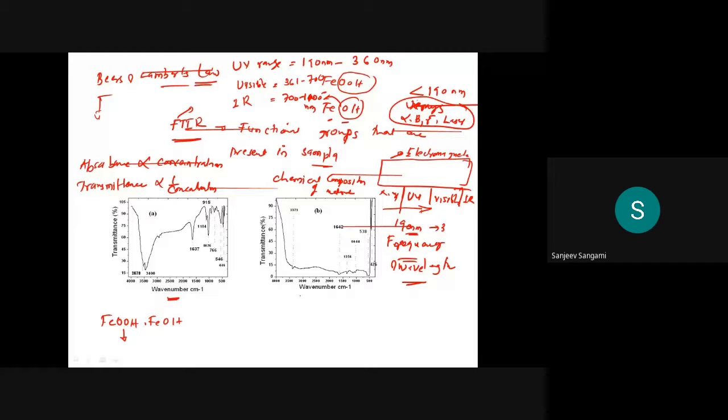Here also you can see on the y scale it is transmittance, and on the x scale it is wave number. We are also discussing Beer-Lambert's law. What will happen is that when the light hits this, if FeOH is present in your sample, or if CaO or CaOH is present, this composition is going to absorb some of the light.